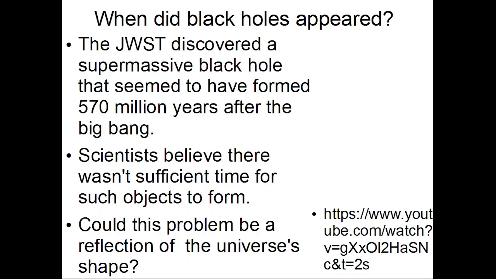Lately, there's been some debate about the creation of black holes. The James Webb Space Telescope discovered a supermassive black hole that seemed to have formed 570 million years after the Big Bang. But scientists believe very massive black holes couldn't have formed that early in the universe. Could this problem be pointing to a clue as to the universe's shape?